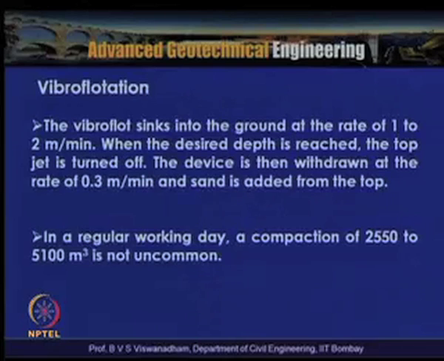When the desired depth is reached, the top jet is turned off and the device is then withdrawn at a receding rate of about 0.3 meter per minute. So the sinking rate is about 1 to 2 meter per minute, and the withdrawal rate is about 0.3 meter per minute, and the sand is added from the top. If you are adding other materials, then it is called vibro replacement. In a regular working day, a compaction of 2550 to 5100 meter cube is not uncommon using this method.